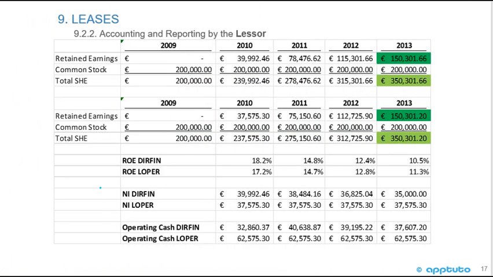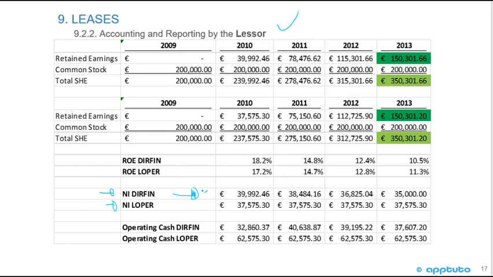Same type of analysis here. We've got the net income on the direct finance lease and the net income on the operating lease. We can see on the finance lease, the net income is higher in the early years from the lessor's point of view, because I don't have the asset on my books as the lessor on the finance lease. So my net income is higher in the early years.